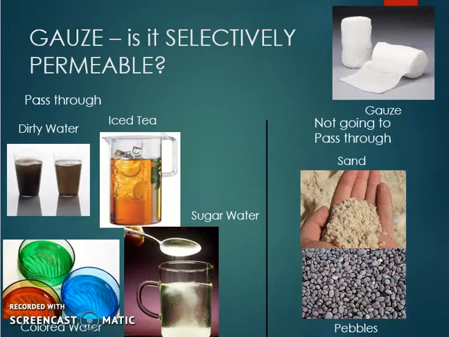So hopefully you labeled what passes through. You're going to have the dirty water, most of it, unless it has large pieces of dirt in there. Iced tea, colored water, and sugar water. And I'm talking about the dissolved sugar water. Maybe if you had large clumps of sugar, they wouldn't actually go through. But definitely not going to pass through would be the sand and the pebbles. They're too big to fit through all the little holes that the gauze has.